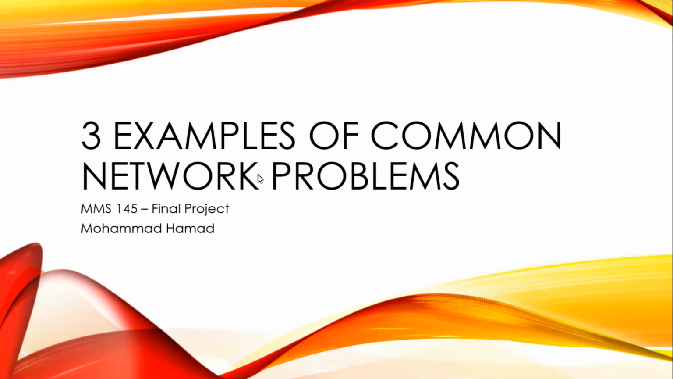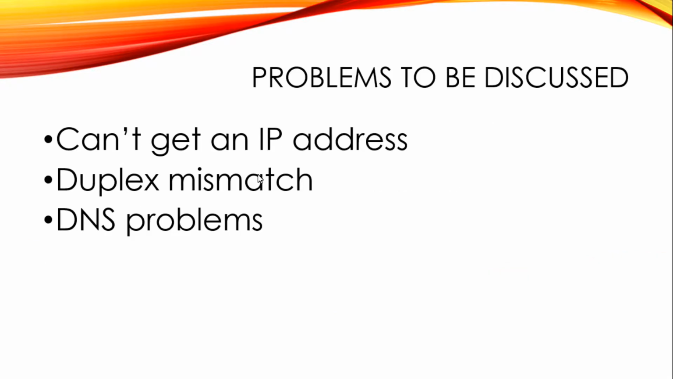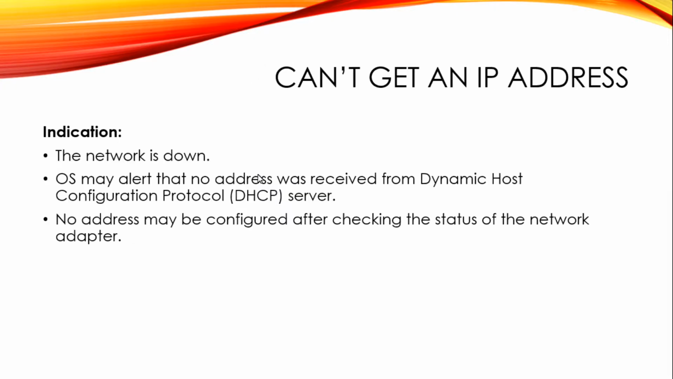Hi, Muhammad Hamad here. Today I will be discussing three examples of common network problems. The three problems that I'll be discussing are can't get an IP address, then duplex mismatch, and lastly DNS problems. So let's start with can't get an IP address.